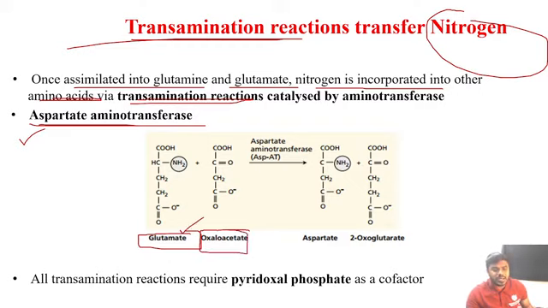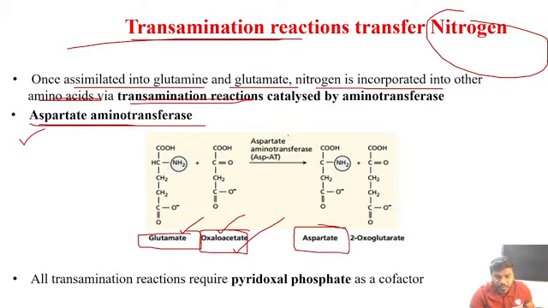with the oxaloacetate. Oh, there is an alarm sound coming. One second. Sorry.